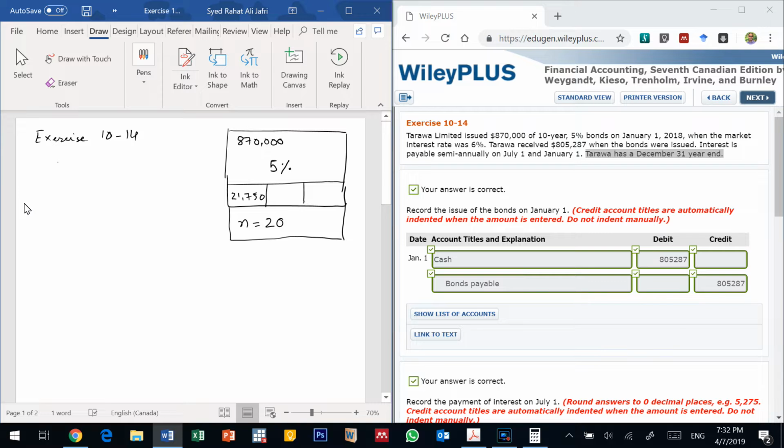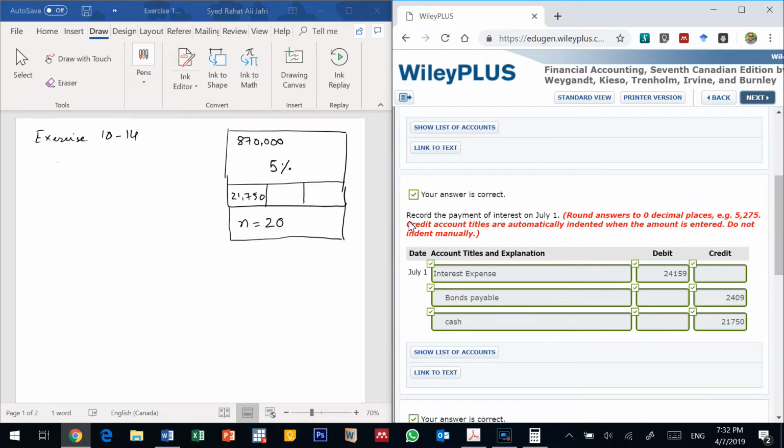Here in the first part of this problem, record the issue of the bond on January 1st. So the issuance is just cash coming in by the price of the bond, which is already given, 805,287 in my problem. You may have different numbers in your problem, but the concept is the same. And bonds payable, which is my liability, is the same amount. So cash debit, bonds payable credit is the first entry.